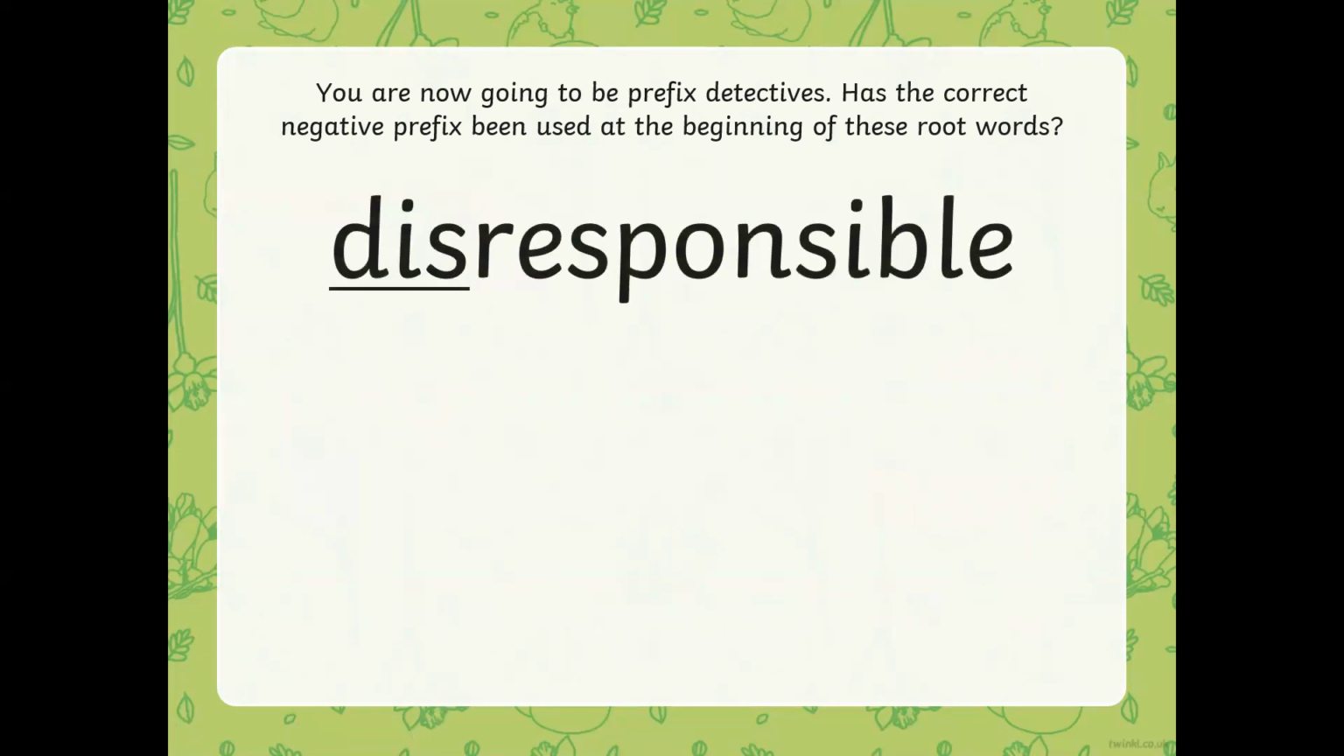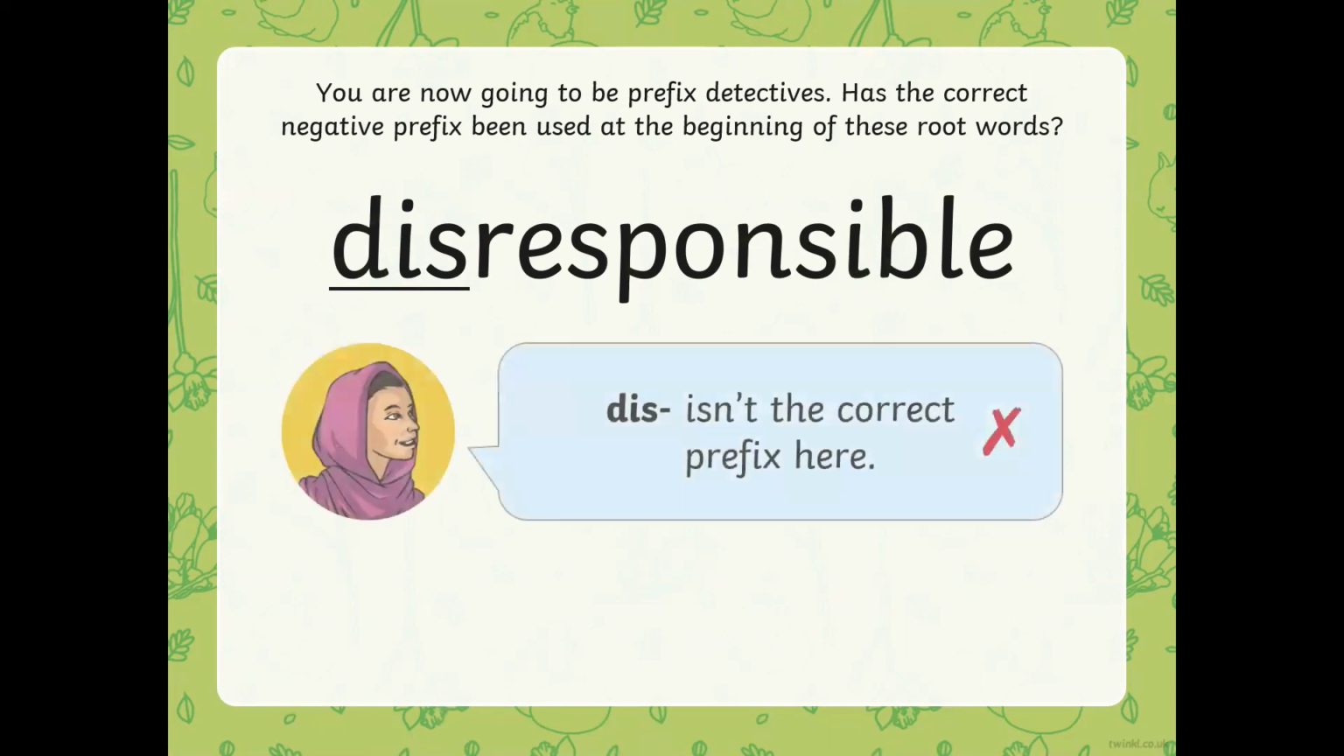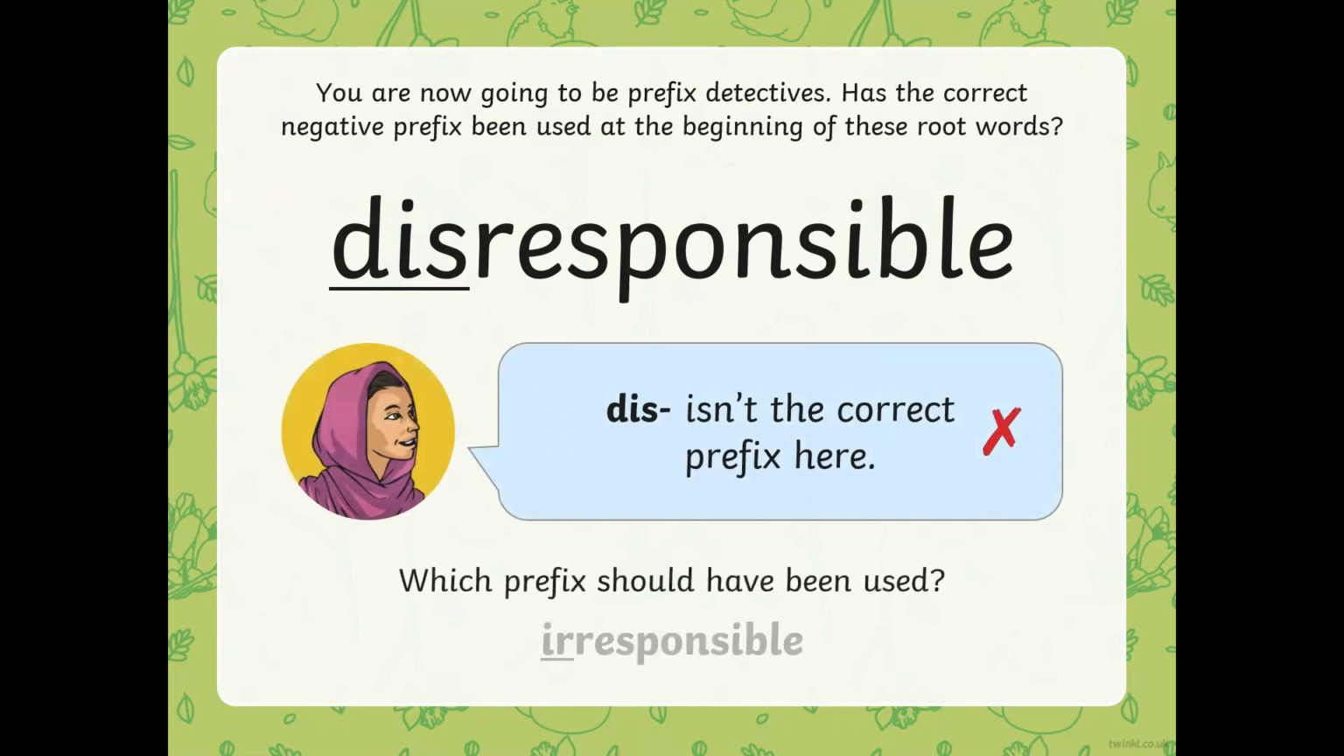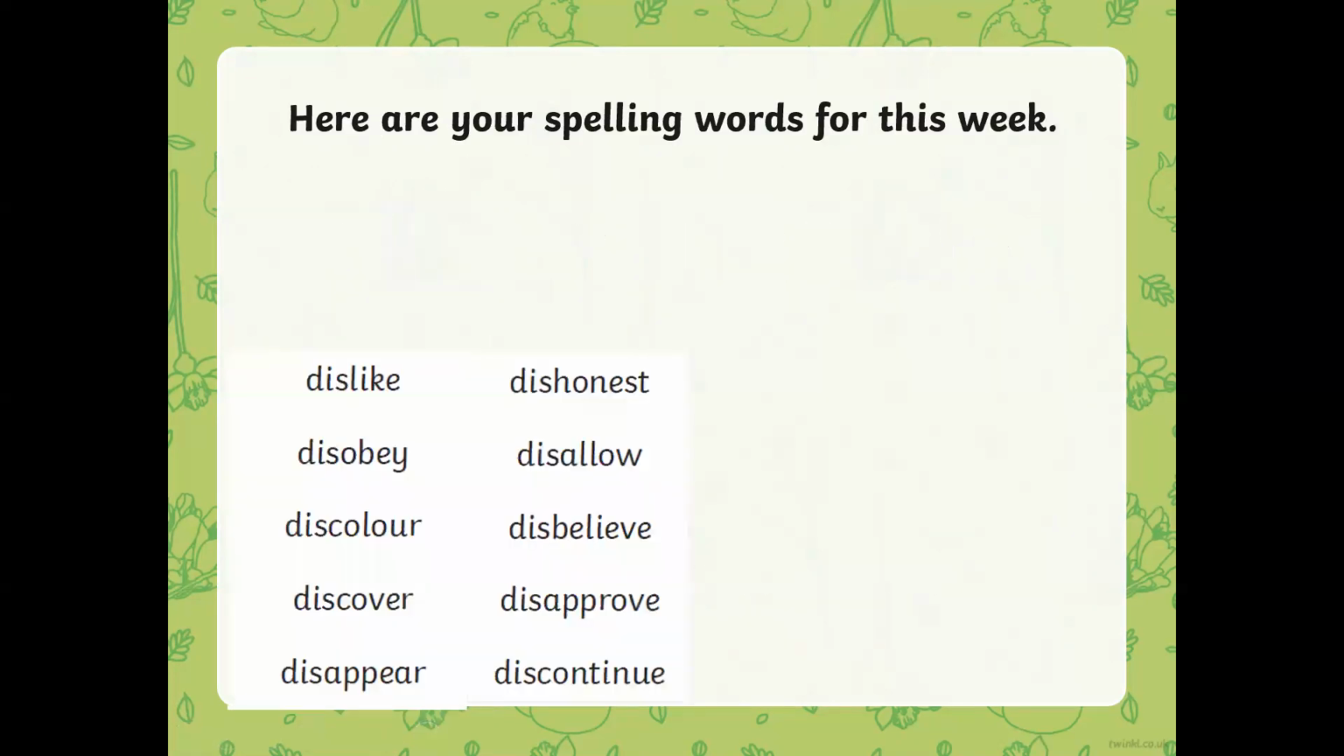Oops, sorry, there's a few more. Disresponsible. Do you think that that is a right word? Is that the right prefix? Disresponsible. It's not the correct prefix. It should have been irresponsible. I almost gave away the answer there when I was about to say I've never heard of the word disresponsible before. It is definitely irresponsible.